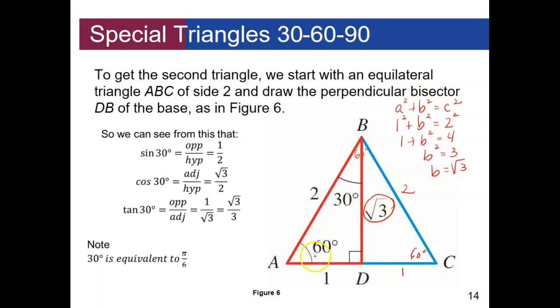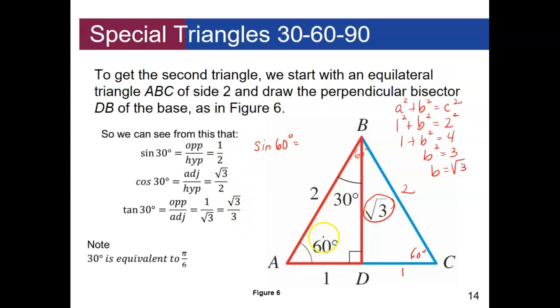So now from here, if we're looking at our 30-degree angle, the sine of 30 degrees is opposite over hypotenuse, so 1/2. If I wanted to do the cosine, that's going to be the square root of 3 over 2. Tangent is opposite over adjacent, so 1 over the square root of 3, and we rationalize that, and we get square root of 3 over 3.